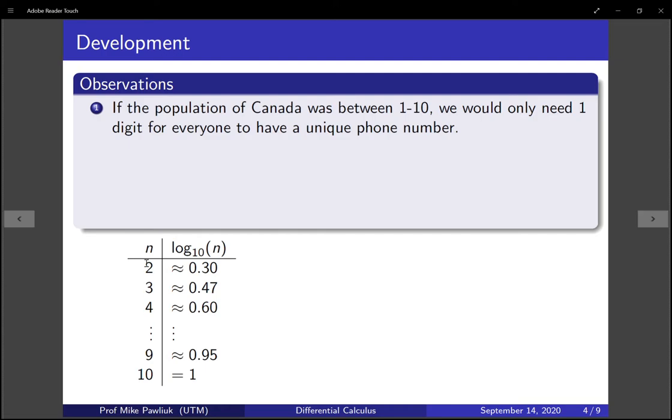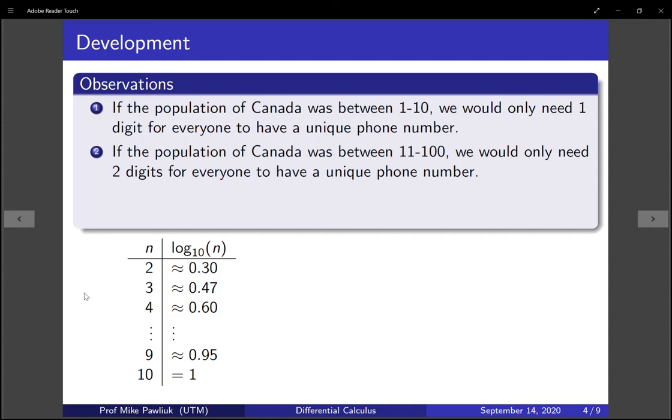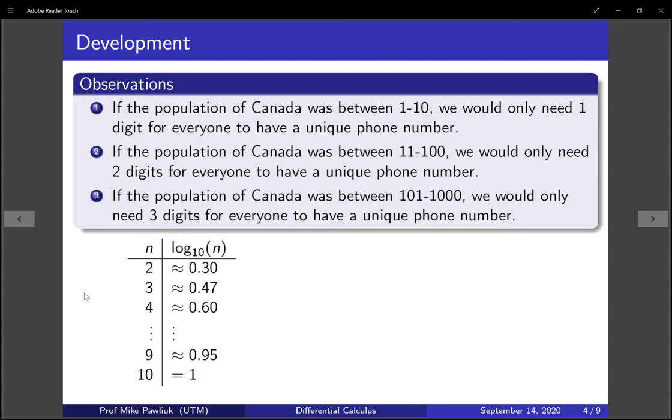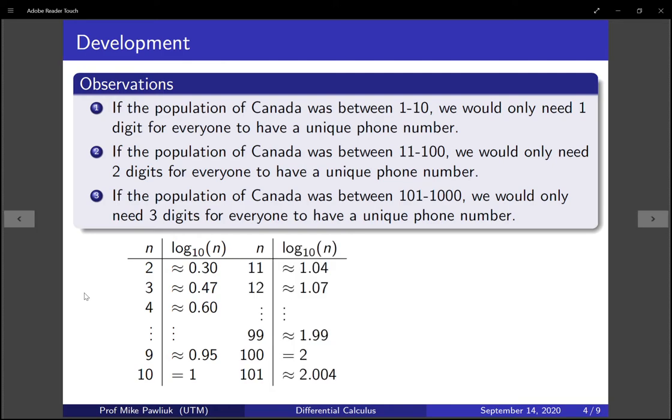Now, you can think about how these things are related to this answer, but let's look at some more data and see what happens. If the population of Canada was between 11 and 100, well, then we would need 2 digits. If the population was between 101 and 1,000, then we would need 3 digits. So you can start to see how these things are related. And if we look at the computations, here's log base 10 of the numbers from 11 to 101.